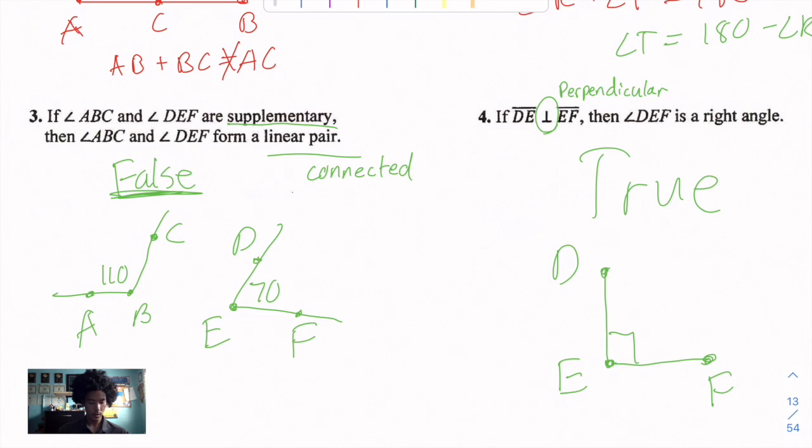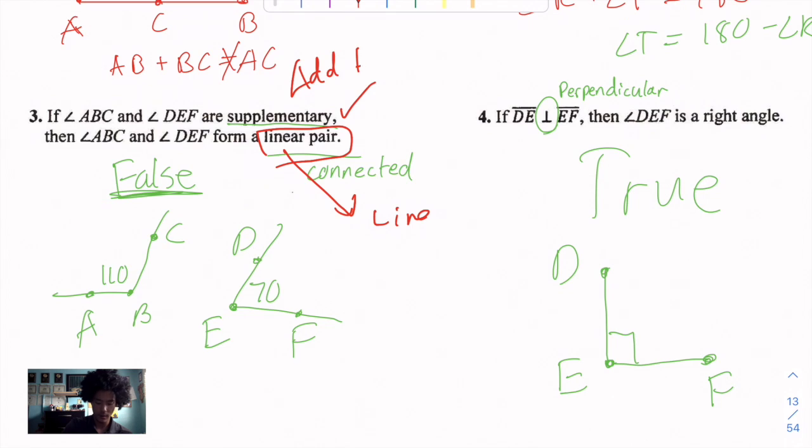So anyway, 3 is false. Okay guys, 3 is false. Angle ABC and DEF. So they could be supplementary, right? They're supplementary. Then angle ABC and angle DEF are a linear pair. So here's a little difference, okay? Linear pair means that they're connected. It has to form a line, right? Linear pair has to form a line. Whereas supplementary, it just has to add to 180.